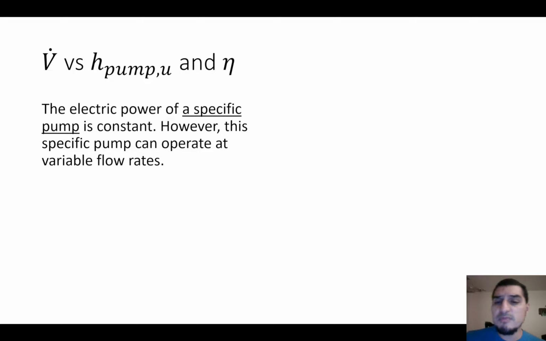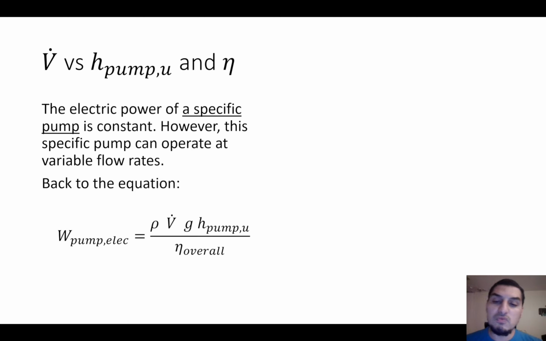But anyways, this pump can operate at different flow rates, meaning that the same pump can operate at high flow rate or at low flow rate. So we need to take another look at the equation based on the information that we just learned. We said that the electric power of the pump is always constant. And for a specific fluid, the density is constant and g is always constant. And let's say for now the efficiency is going to be constant. It's not 100% accurate, but let's consider that it's going to be constant.